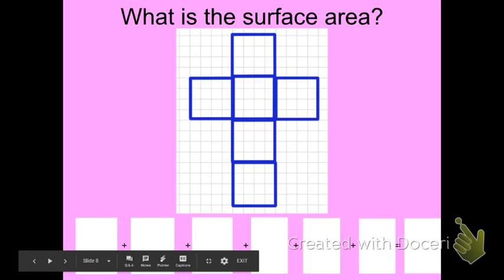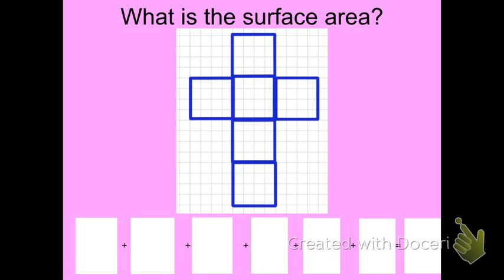So let's do this one together. This is inside of your note packet. And it just says, what is the surface area? So if we folded this net, remember, if we folded it up, what shape would it make? Rectangle. It would make, okay, so we could say rectangular prism, but actually it would be a cube because all of the sides would be the same. Because if you look at it, you can tell that all of them contain the same number of boxes.